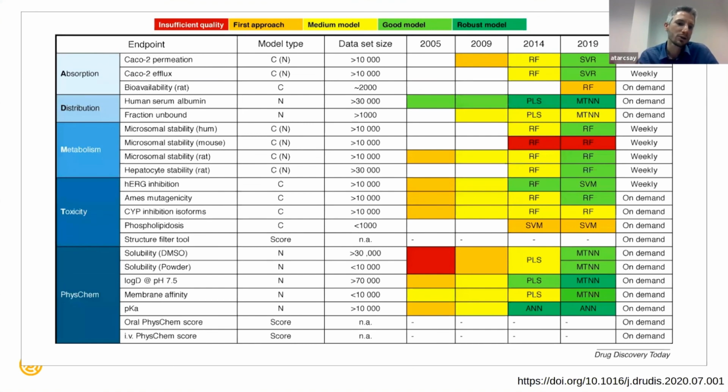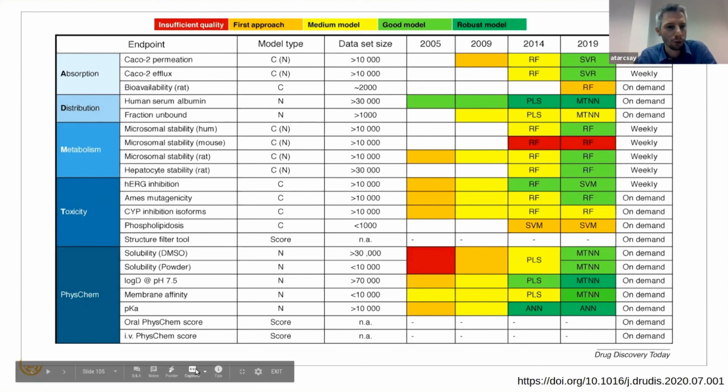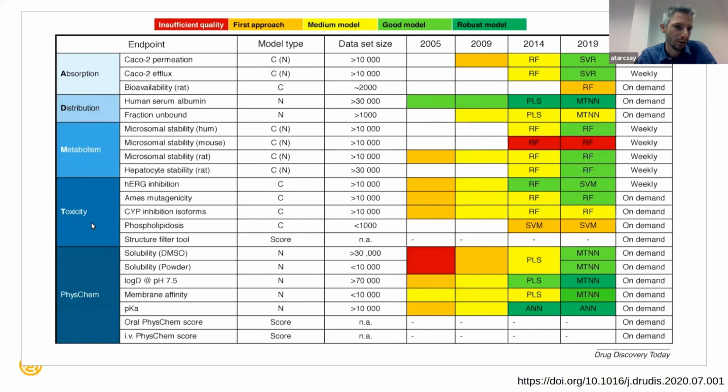But this is not just used in competitions. This is from a publication from Bayer. What they are routinely using as a toolbox for absorption, distribution, metabolism, toxicity, and physical chemical property predictions. And you can see here the endpoints. I don't want to go into the details, but this is a nicely colored heat map.